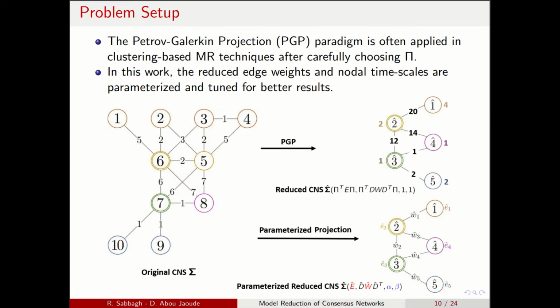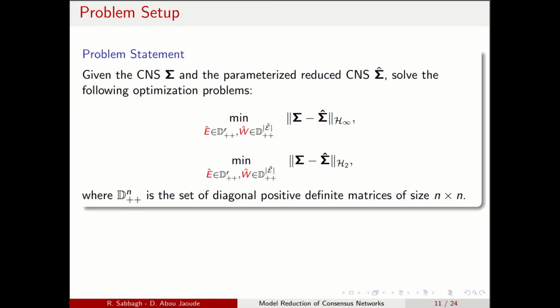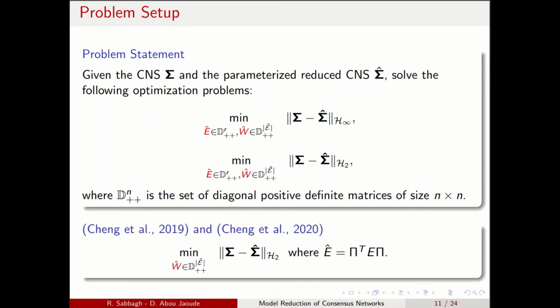And so we can now formally address the problems in this paper. Given a consensus network sigma and the corresponding parameterized consensus network system sigma hat, solve the optimization problems shown, which consist of finding the reduced nodal timescales and edge weights to minimize the H-infinity or H2 norms of the error system. And the works of Zhang et al. basically consider the second problem with the reduced nodal timescales fixed, as shown.